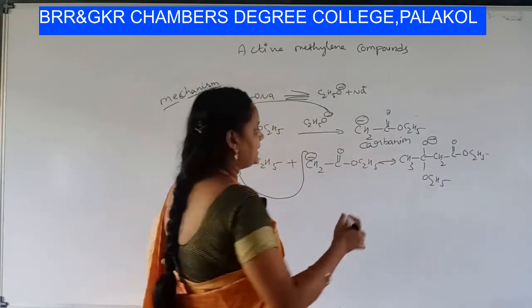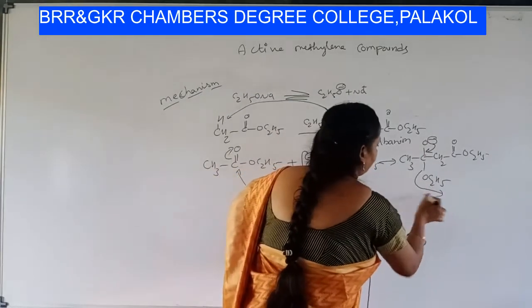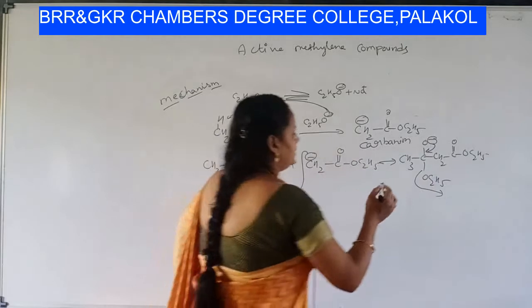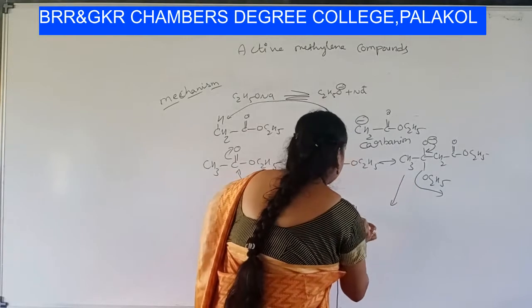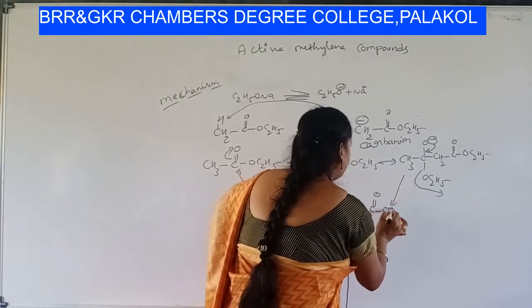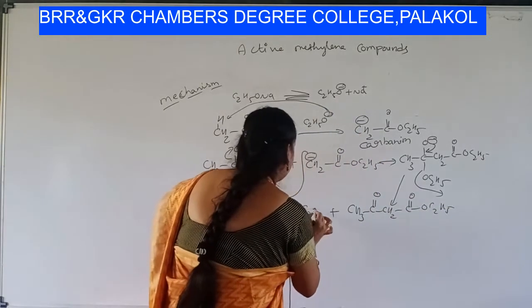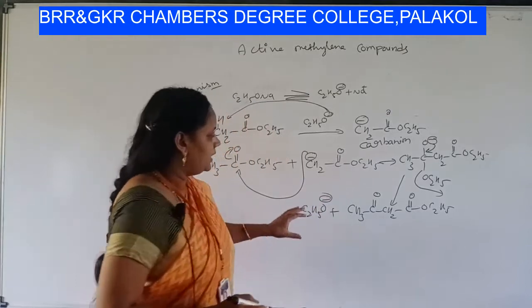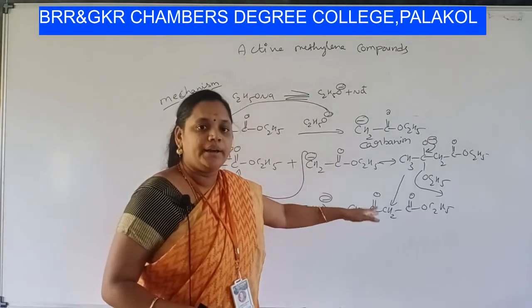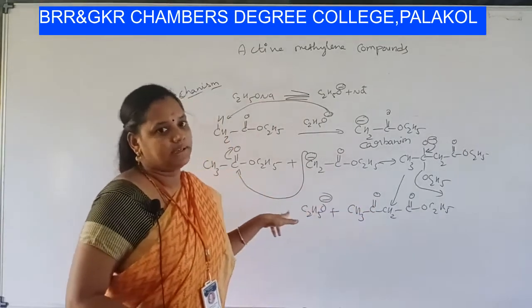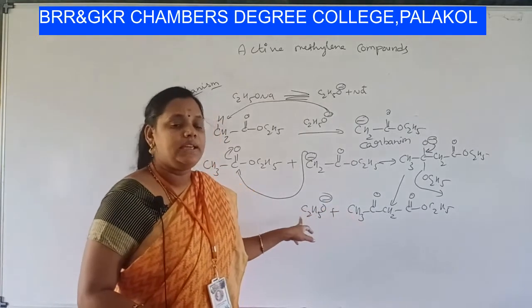OC2H5. Okay. In the next step, this O minus becomes double bond O, and the C2H5O ethoxide ion is removed. So you will get CH3 C double bond O, CH2 C double bond O, OC2H5 plus C2H5O minus. So we are getting the product, what? Ethyl acetoacetate or acetoacetic ester, along with an ethoxide ion.